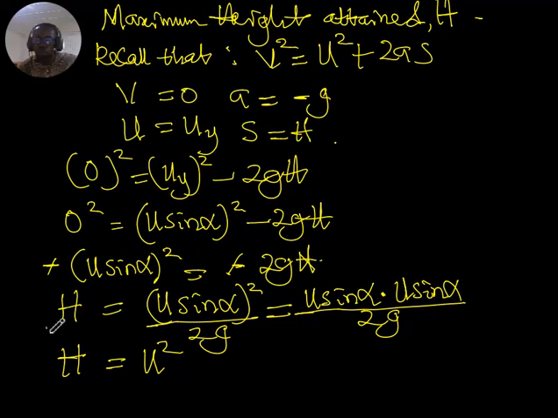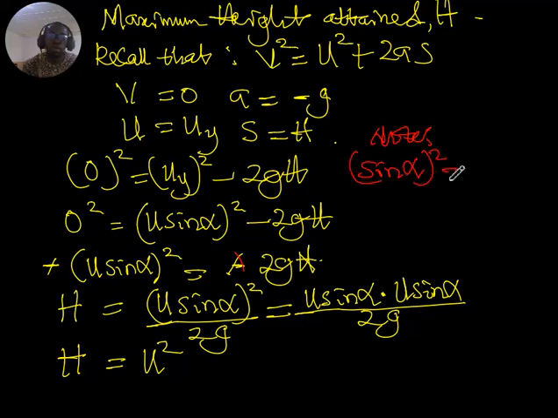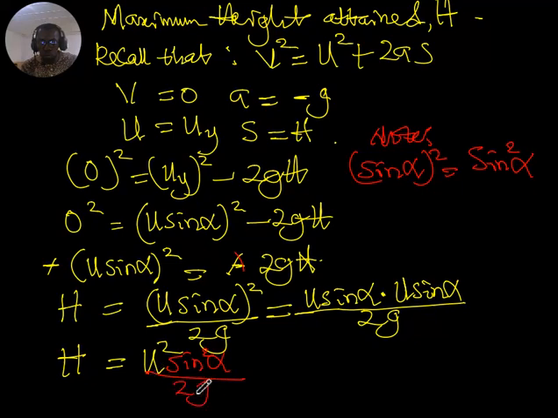Note, sine alpha squared is taken as sine square alpha. So I'll put that here. Sine alpha times sine alpha is sine squared alpha. So that becomes u squared sine square alpha over 2g. Now this gives the expression for maximum height.